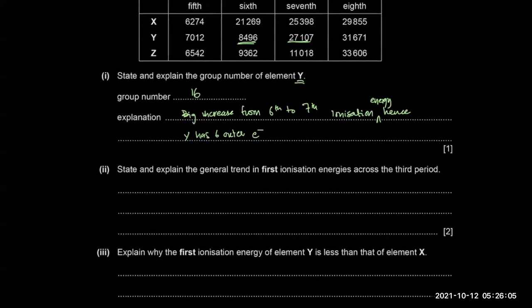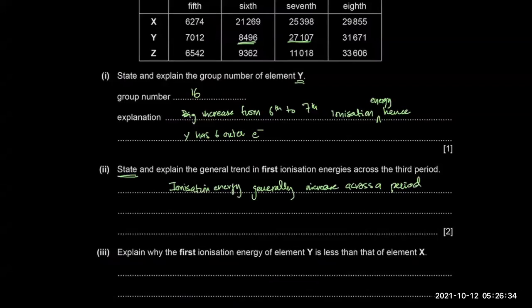The general trend is that it increases, right? So you have to first state the trend. One mark for just stating the trend. So ionization energies generally increase across a period. There are exceptions, we know that, across a period. Okay. Why do they generally increase across a period?